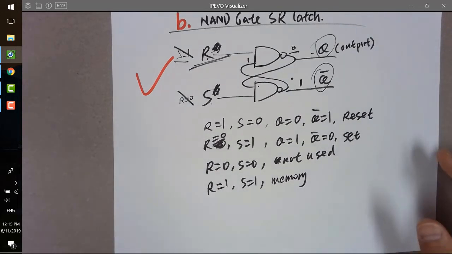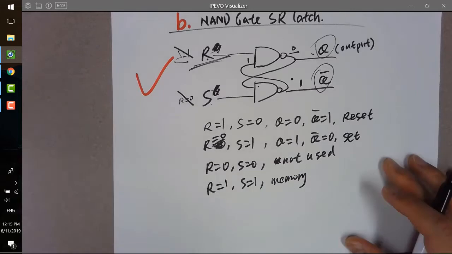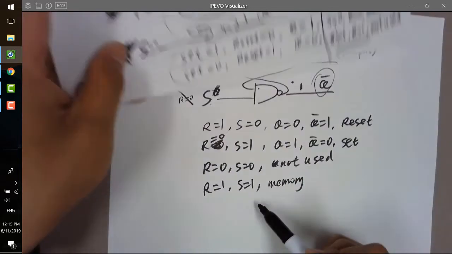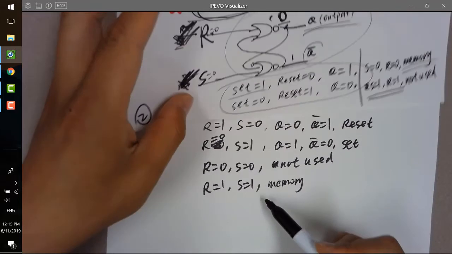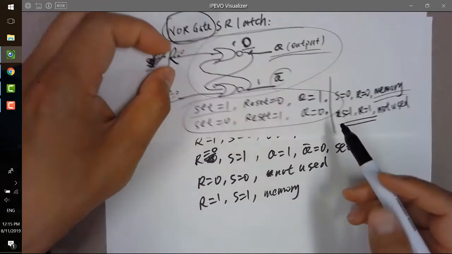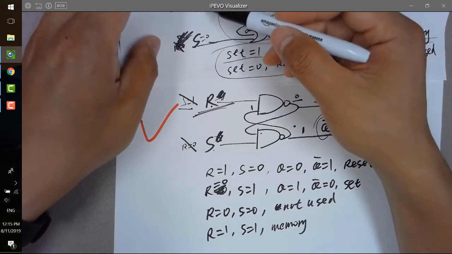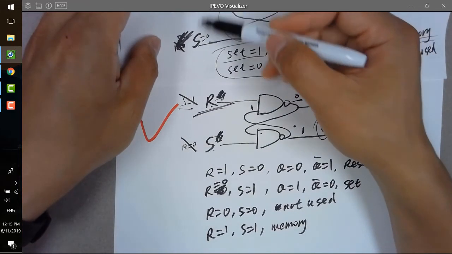So there's a difference if you compare the two different SR latches. One is a NOR gate SR latch, another one is the NAND gate SR latch. There's no difference in the order of R and S. Both of them have R on the top, S at the bottom. But the difference is here for the NOR gate.